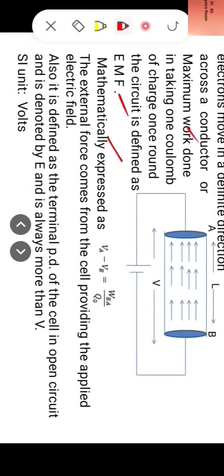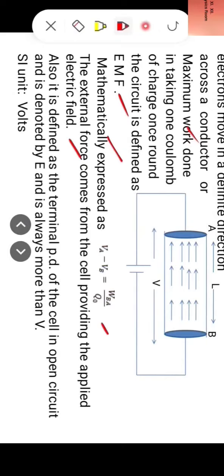Mathematically expressed as VA minus VB is equal to WBA by Q naught, where VA is the electric potential at end A of the conductor, VB is the electric potential at end B of the conductor, and WBA is the work done in bringing a negative test charge from end B to end A. Now the question arises, where does the external force come from? The external force comes from the cell providing the applied electric field.